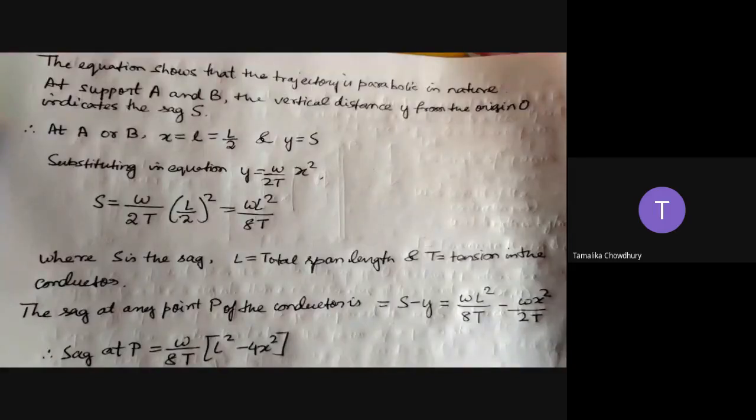Explain once again, ma'am. We have two sags, S1 and S2: S1 for tower A and S2 for tower B, right? Yes, ma'am. So I am putting S1 and S2 by the same formula as this one. How can I mark this one? This thing.